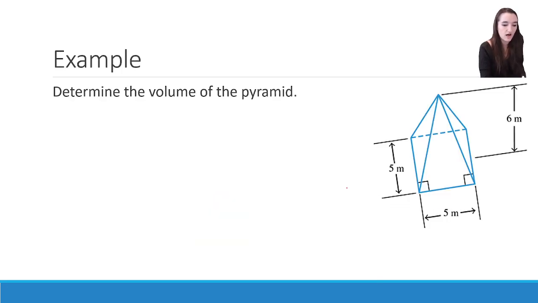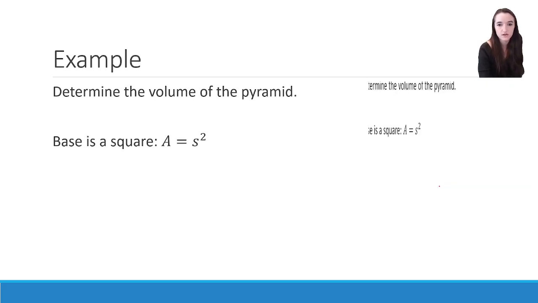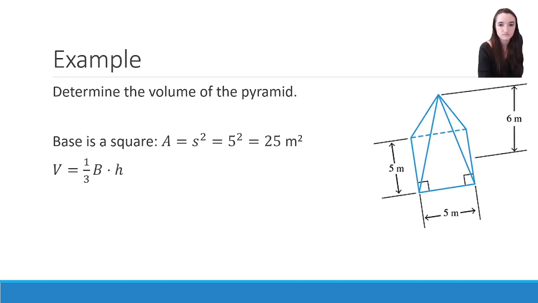To find the volume of any given pyramid, we start by finding the area of the base. What type of base does this pyramid have? Well, it's 5 meters by 5 meters, which means it's not just any rectangle, it is in fact a square. So the area is 5 squared, which is 25 meters squared. The volume is 1/3 times that base of 25 times the height of 6 meters. So 1/3 times 25 times 6 equals 50 meters cubed.